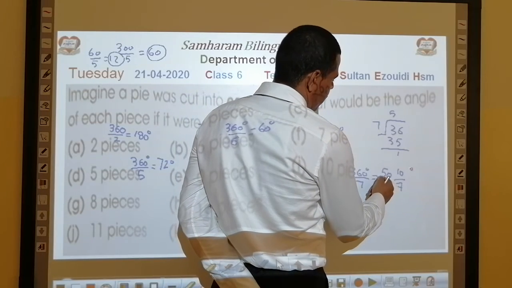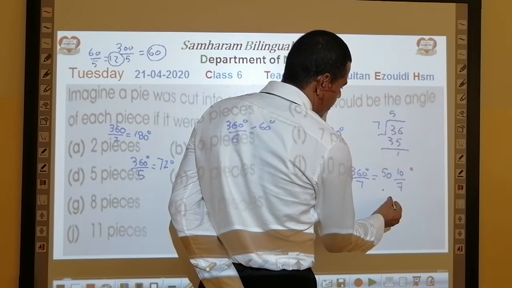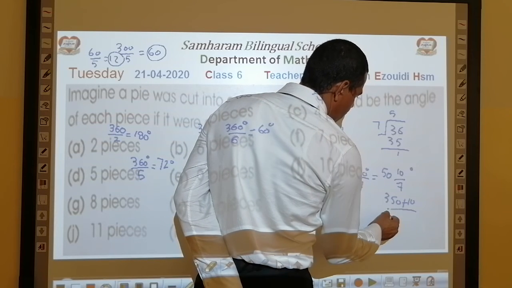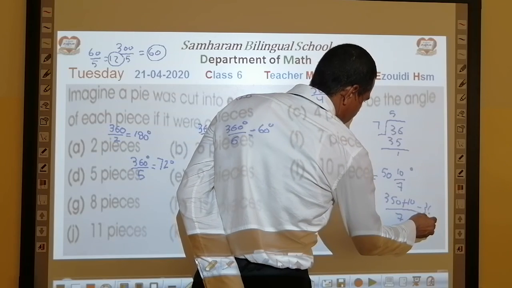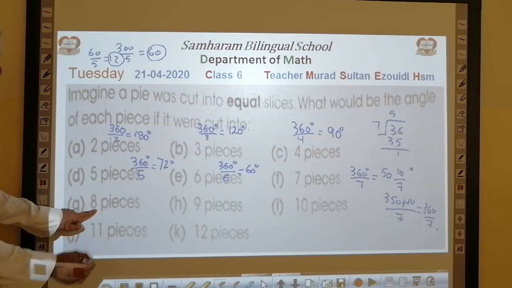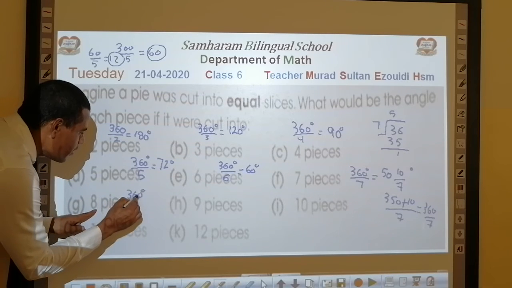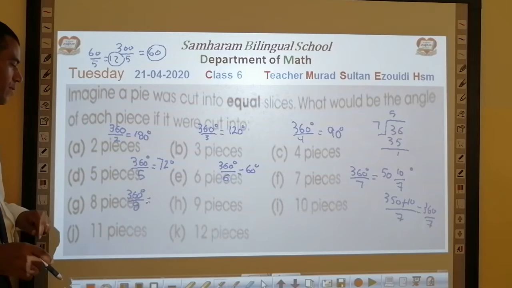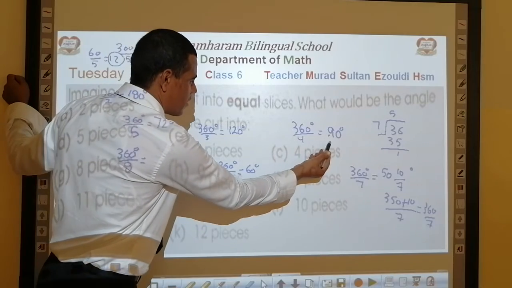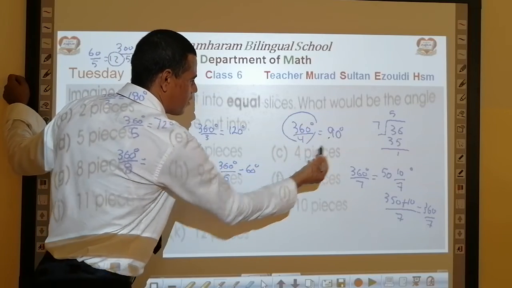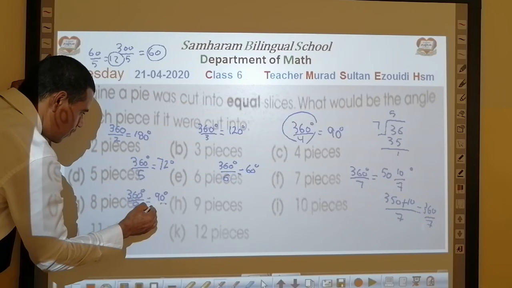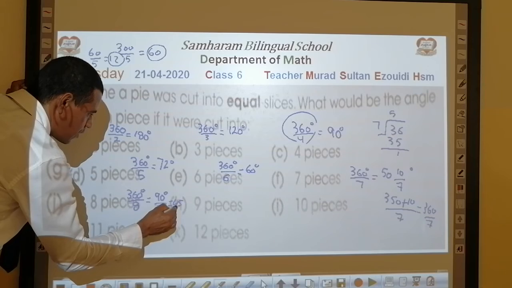Okay, why 10? It will be 50 multiplied by 7, 350, plus 10, all divided by 7, it will be 360 divided by 7, yes, okay. Then, now 8 pieces, we make what? 360 degrees divided by 8 gives what? Gives 45. If 360 divided by 4 is 90, so this one divided by 2 is 45. So it will be 90 degrees divided by 2 gives 45 degrees.